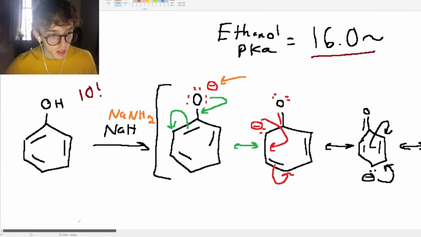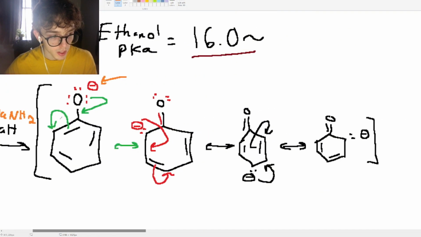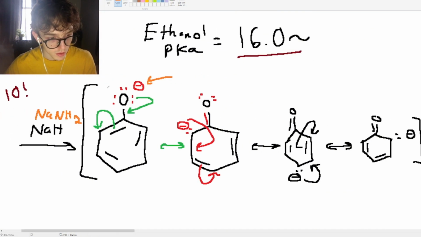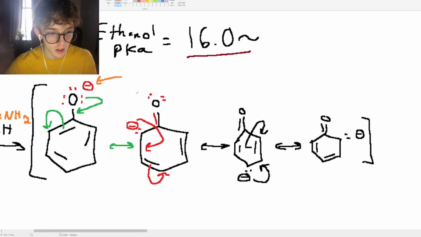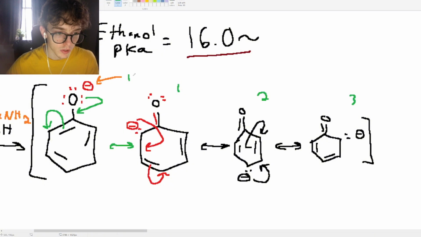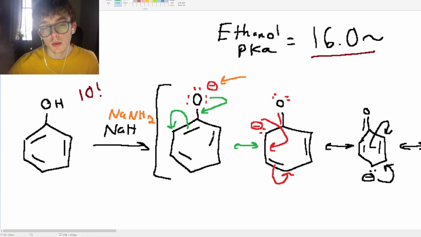But the pKa of this is about 10 because this negative charge here is stabilized. It gets some ketone character, neutral character, we should say. So we have 1, 2, 3 molecules where we have a neutral charge on the oxygen, and only one has a negative charge, right? Because of that, the pKa of resonance stabilized alcohols are going to be a lot lower, meaning more acidic, than other alcohols like ethanol, for example.